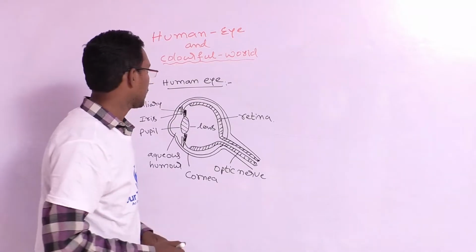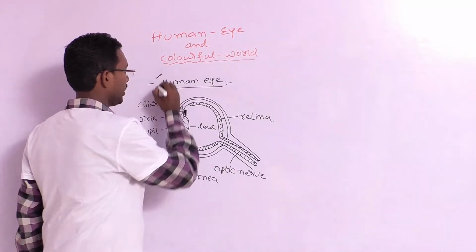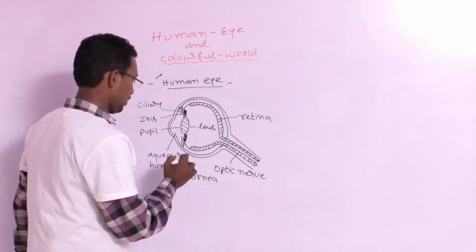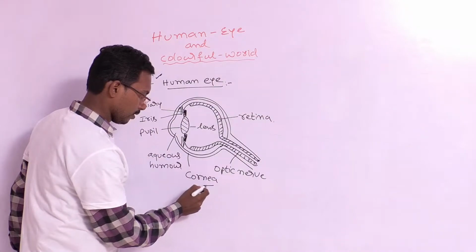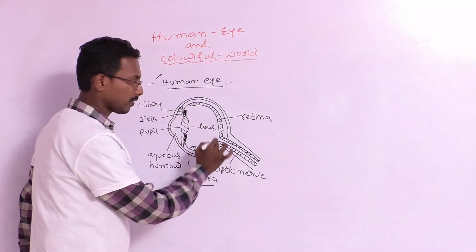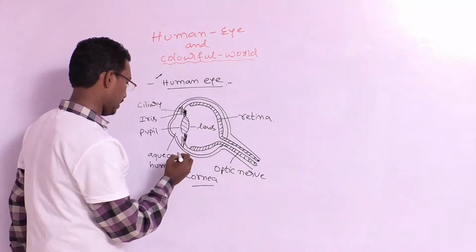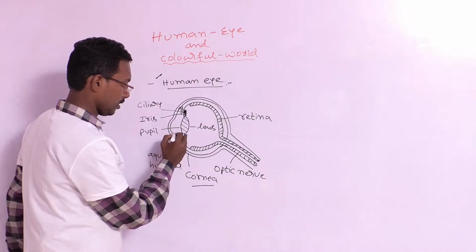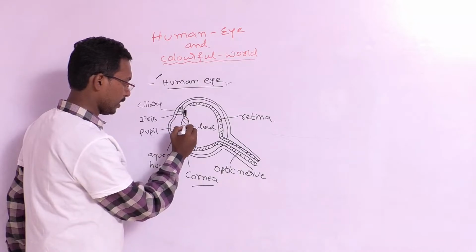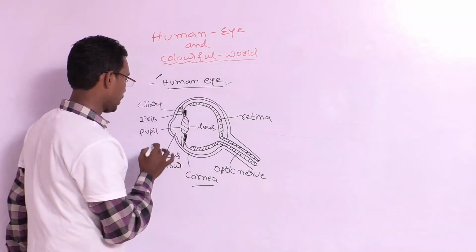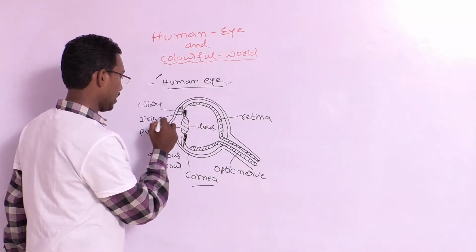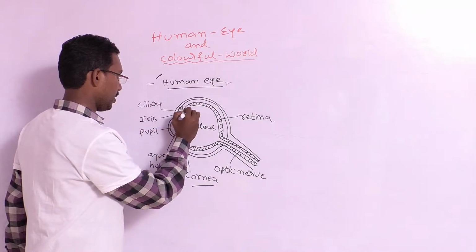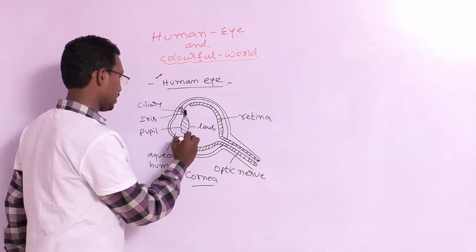So students, in the next topic we will deal with the human eye. This is the human eye, and among its parts, first of all we have the cornea. The cornea is the outermost part of the eye. Later we have the aqueous humor, a liquid filled between the lens and the cornea. Then we have a muscular diaphragm known as the iris, and muscles known as the ciliary muscle.